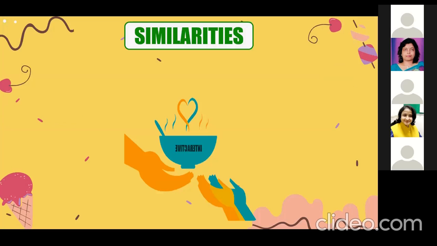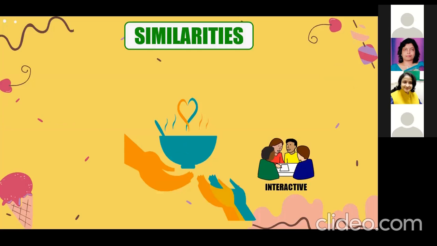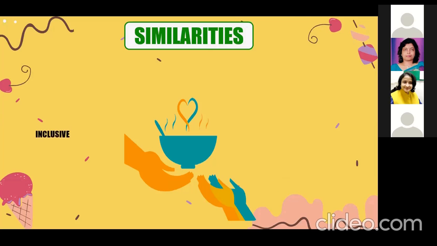Similarly, the activity was also interactive. Now, in a physical classroom, you can interact with your friends, your peers, and you can arrive at an answer. You can have group activity or pair activity, but in an online class, since that is not possible, therefore we have to create games and activities whereby they can interact with the computer. Then the next similarity is inclusive. Now, most of the time, what happens in a physical classroom is that there are few students who respond to the teacher.